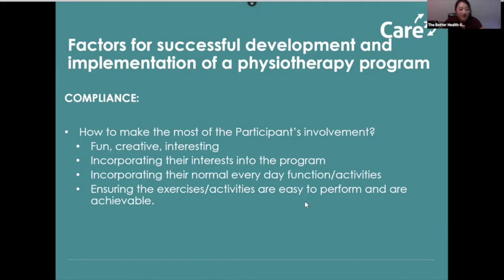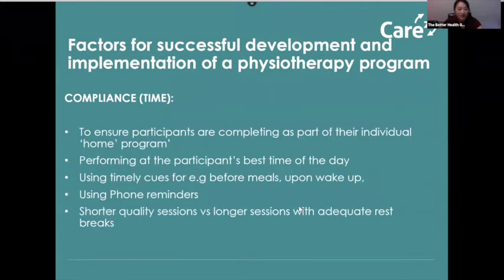So the next factors for successful development and implementation of the physio program. Another one is compliance, but it's about time. As I said, even myself, we always use time as an excuse not to do something. And again, this is about how we can manage that barrier. So it's all about ensuring they're completing their individual home program, but also performing at the participant's best time of the day.